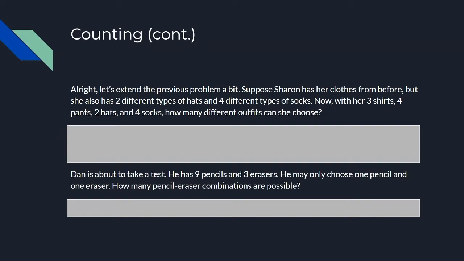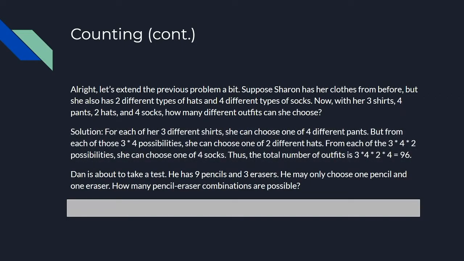So the answer, I think you might have guessed, is to simply multiply all of these together. Remember, for each of her 3 different shirts, she can choose 1 of 4 different pants. And then for each of those 12 possibilities, these are all 12 different arrangements, she can choose 1 of 2 different hats. So 12 of those are with 1 hat, and then 12 of those are with the other hat. So that's 12 times 2.